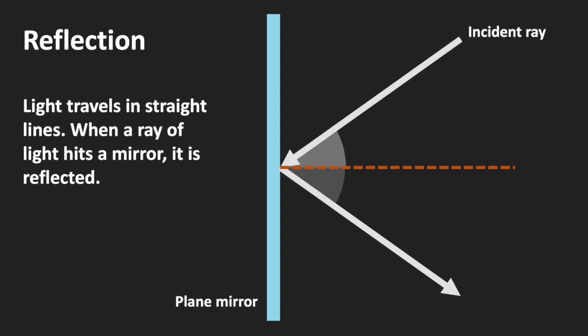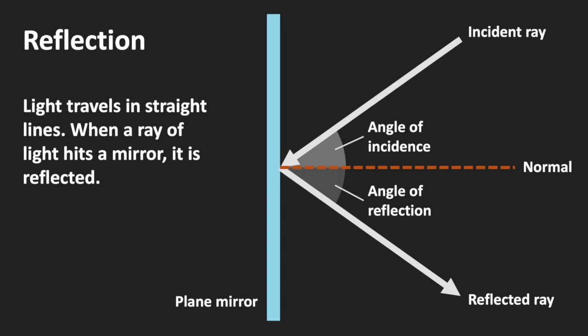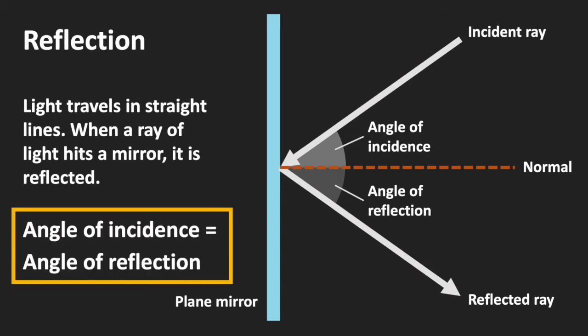So here you have an incident ray of light and a reflected ray of light. This dotted line here is the normal line, which is perpendicular to the surface of the mirror. What you can see in this diagram is that the angle of incidence, or the angle between the normal line and the incident ray, is the same as the angle of reflection, or the angle between the normal line and the reflected ray. So in reflection, the angle of incidence is equal to the angle of reflection.